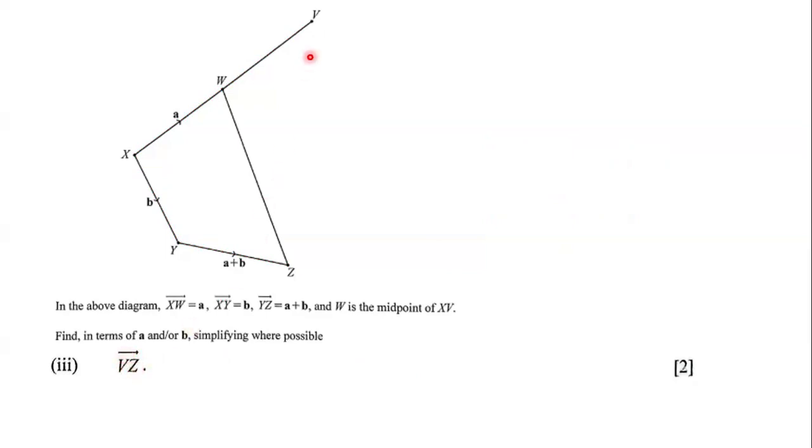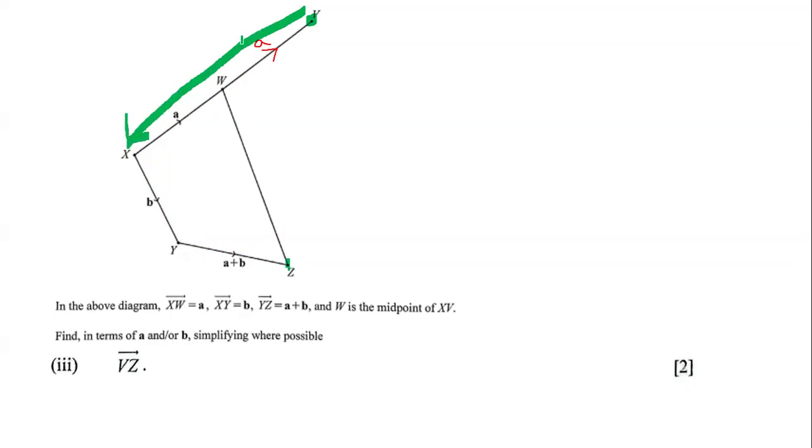So what does vz mean? Vz means that we start at v and we end at z. Now, we do know that wv is still a. That's still vector a, and we know that because w is the midpoint. So if this is a, this must also be a as well. But we are trying to go from v to z, so we start at v, and we're trying to go from v to w, and then from w to x.